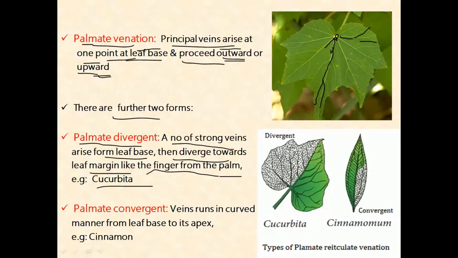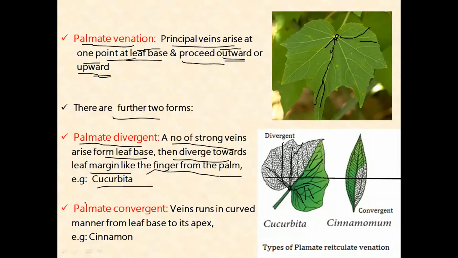So you can see here, this is the leaf base, and this is one strong vein, another strong vein, this is the midrib, another strong vein, another, and these diverge throughout the leaf margin, just like fingers present on the palm. So it is known as palmate divergent.